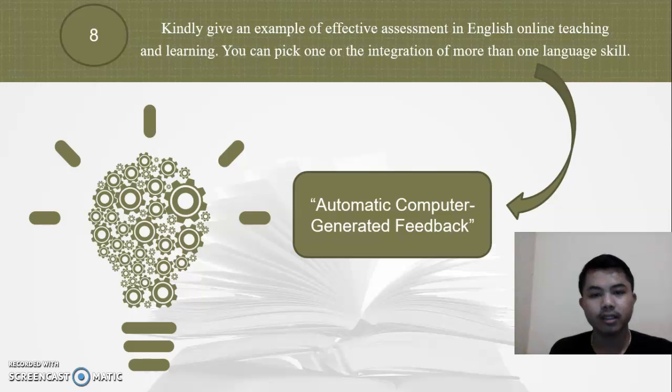And the eighth question is, kindly give an example of effective assessment in English online teaching and learning. You can pick one of the integrations of more than one language skill. For example, teacher feedback or automatic computer-generated feedback. In this case, the teacher helps students improve their ability in learning, gives suggestions for future learning, and shows where the students' progress is.